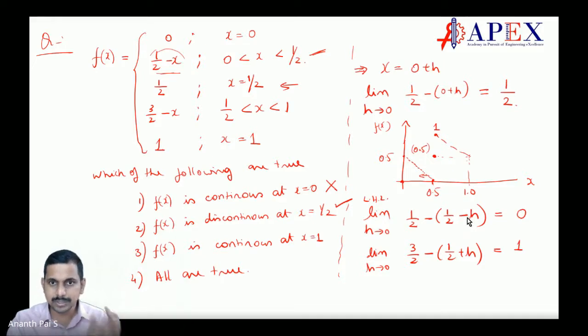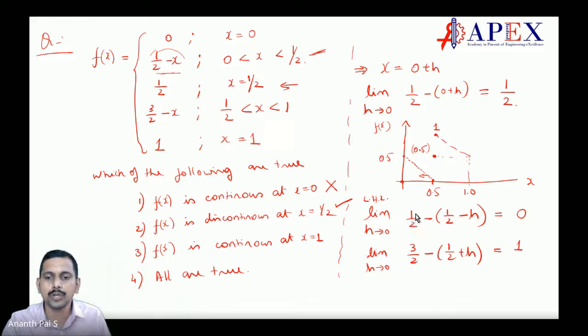Getting it, students? Okay. So if you say h tends to 0, you put h is equal to 0. What do you get? 1 minus half, half minus half is 0.